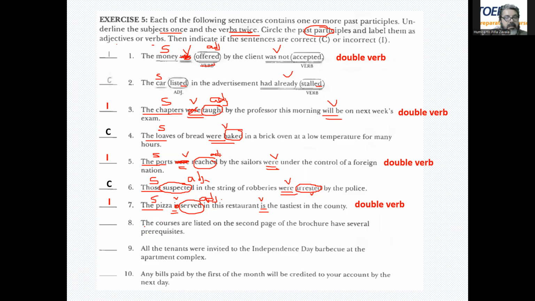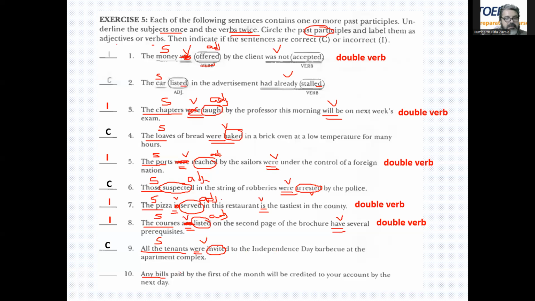The courses that are listed on the second page of the brochure have several prerequisites. So we've got subject, verb, and verb. So again, this is incorrect because we have a double verb. Okay. Again, if we eliminate this, then we have a nice adjective describing the courses. The courses listed on the second page of the brochure have several prerequisites. All the tenants, subject, were invited to the Independence Day barbecue at the apartment complex. We have the subject, we have the verb, right? Everything is fine, no problem.